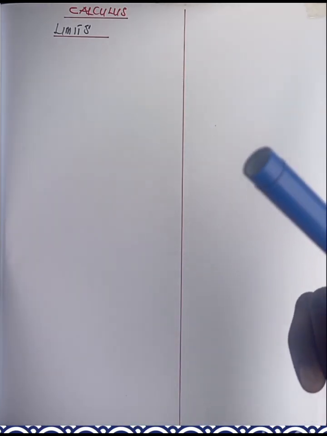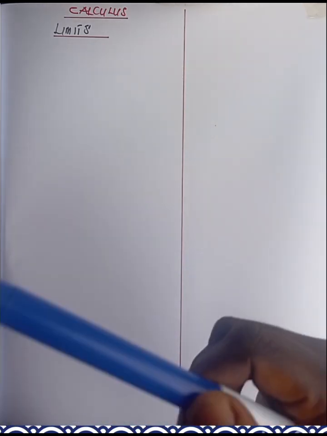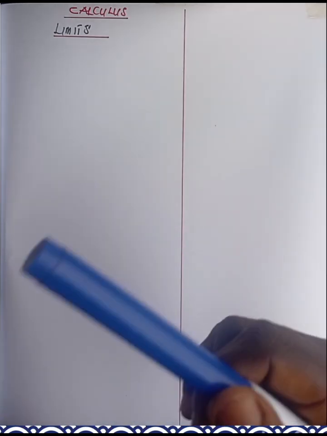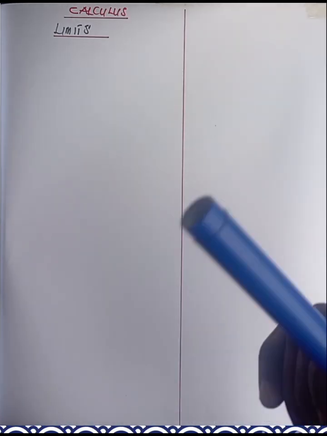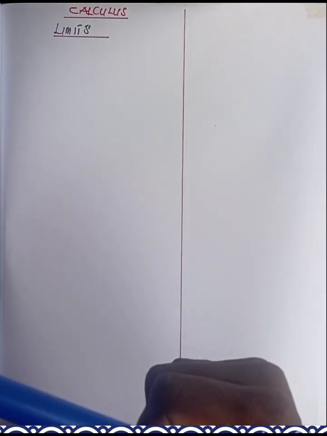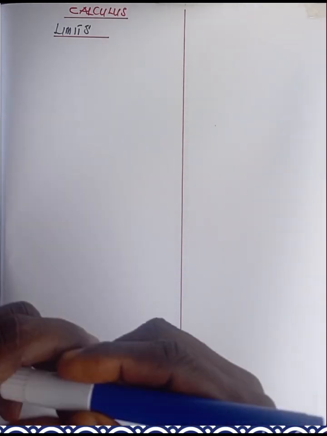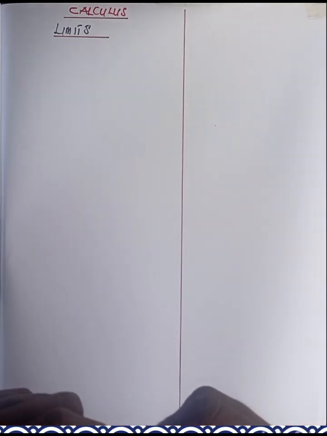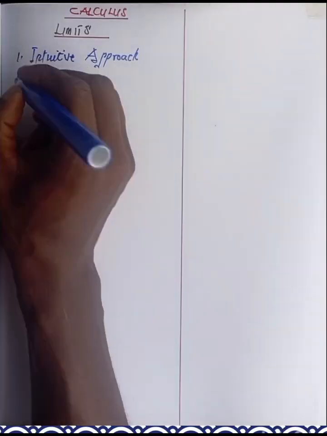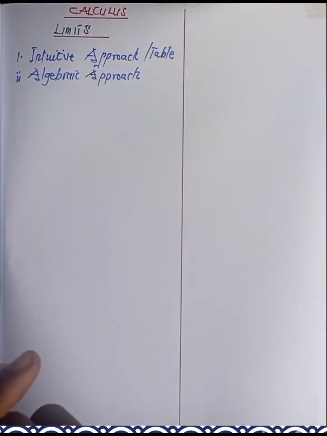Now, we are going to use what we call the intuitive approach or the table method, and then the algebraic approach to evaluate the limit of certain functions. So let's start with the intuitive approach.